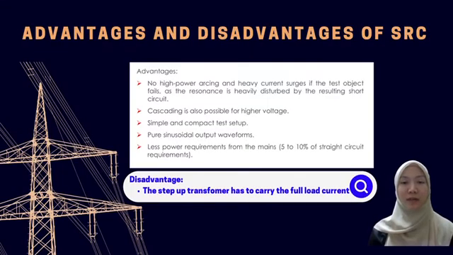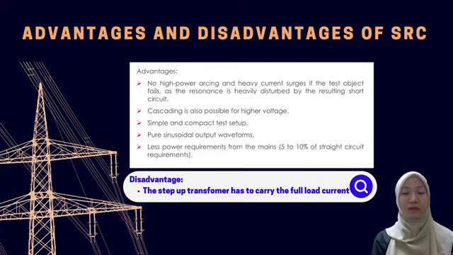Now I'm going to explain the advantages and the disadvantages of the SRC circuit. First, no high power arcing and heavy surge current if the test object fails, as the resonance is heavily disturbed by the resulting short circuit. Cascading is also possible for higher voltage, simple and compact test setup, poor sinusoidal output waveforms, and the last one, less power requirement from the main. While for the disadvantages, the step-up transformer has to carry the full load current.